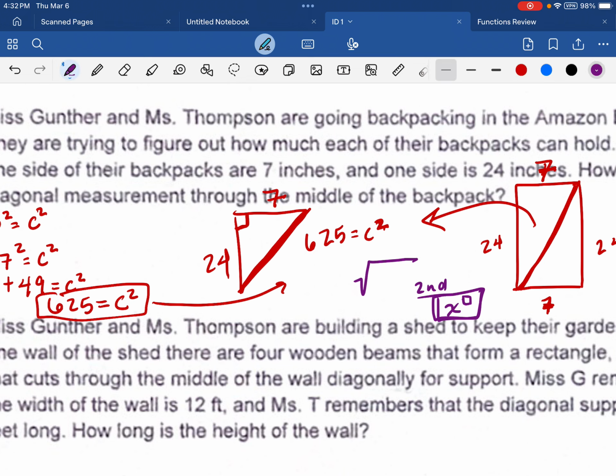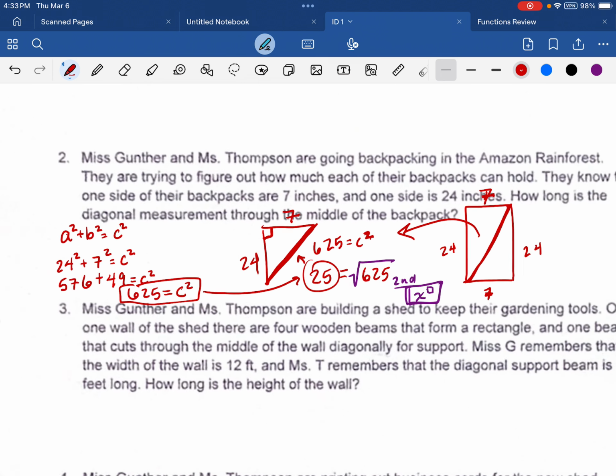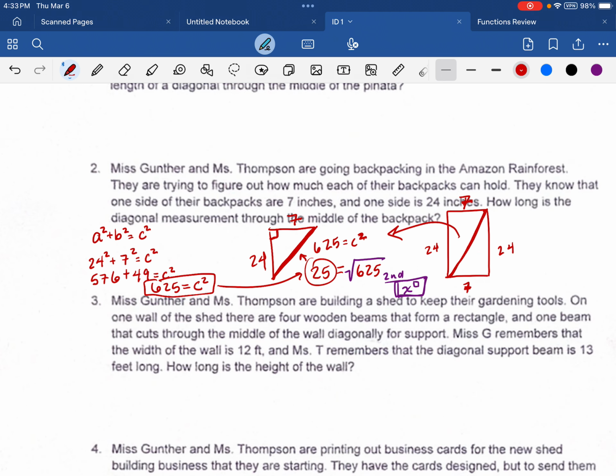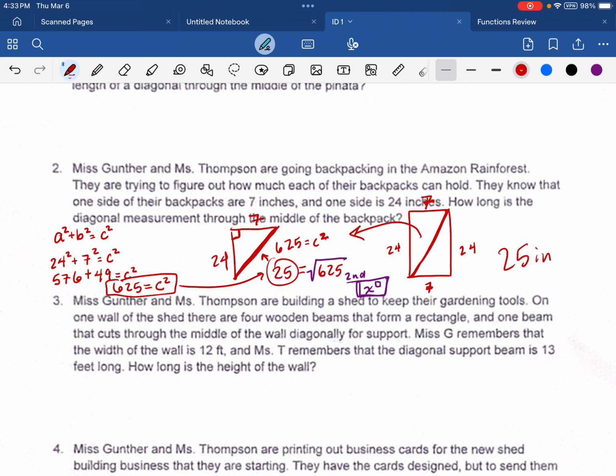So when I find the square root of 625 and type this into my calculator, I get 25. So it looks like 25 is the length right here. The diagonal measurement through the middle of our backpacks is 25 inches, and you're done. We're going to talk a lot more about square roots later and how to simplify them by hand. For right now, use your calculator to get those simplified.